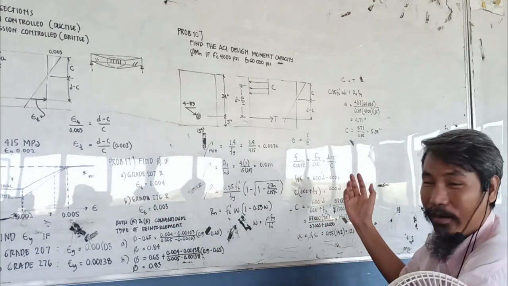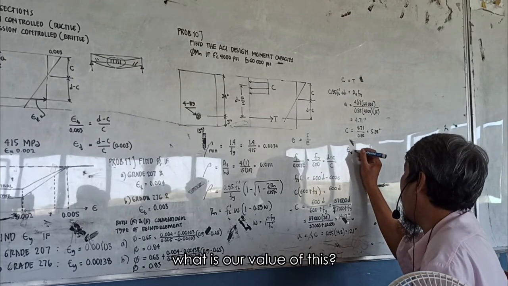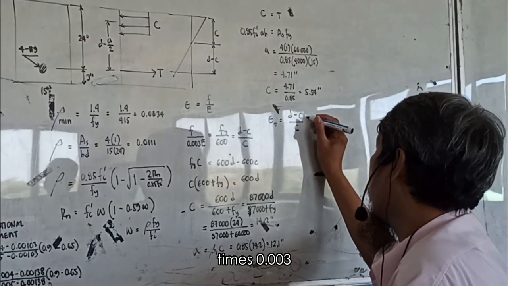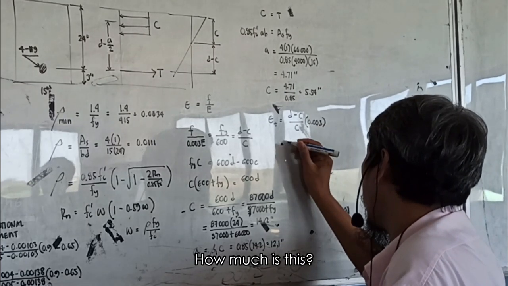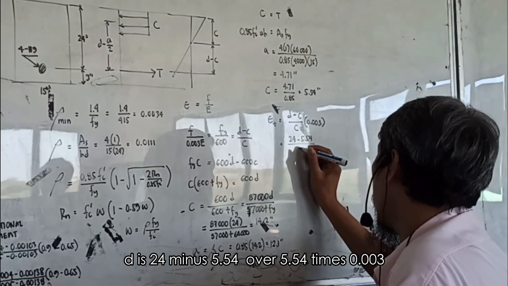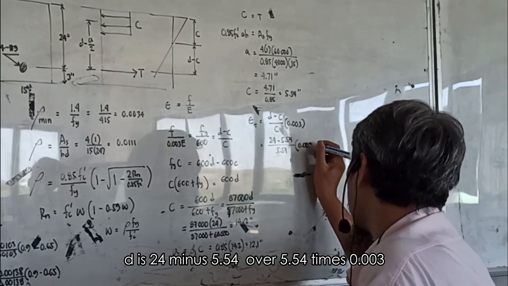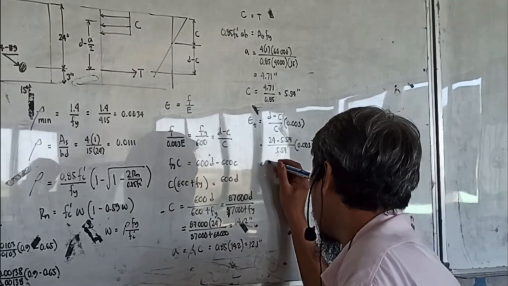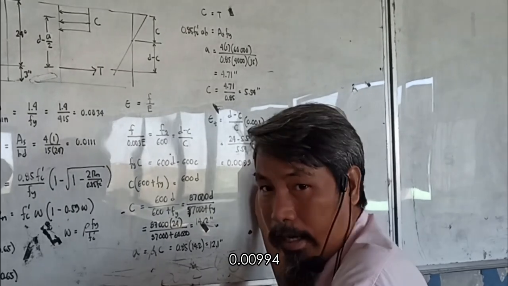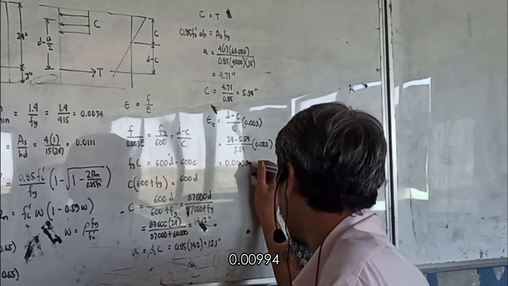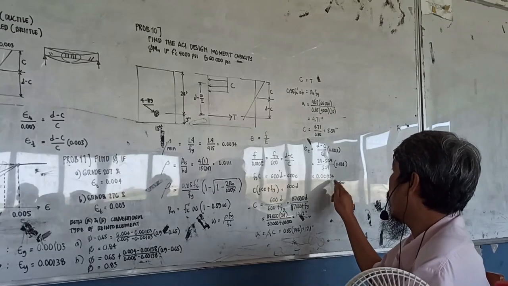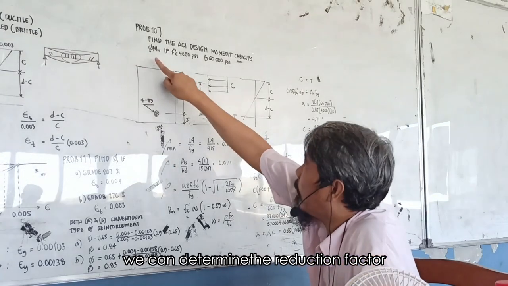So we are going back. So what is our value of this? d minus c over c, times 0.003. How much is this? d is 24 minus 5.54, over 5.54, times 0.003. How much is this? 0.009. Ano pa? 0.00994. So that we can determine the reduction factor.